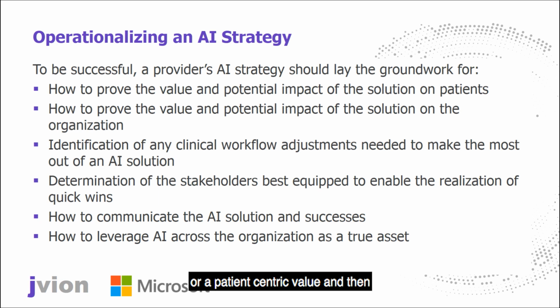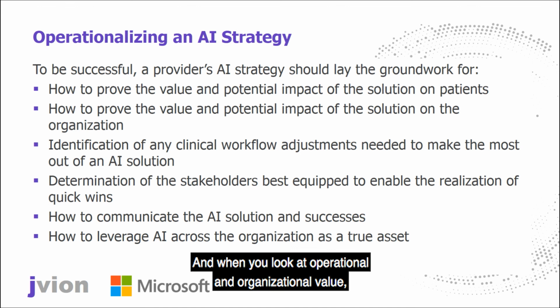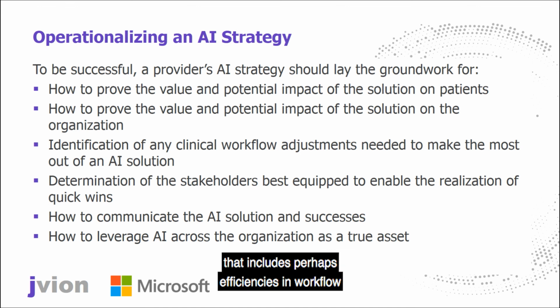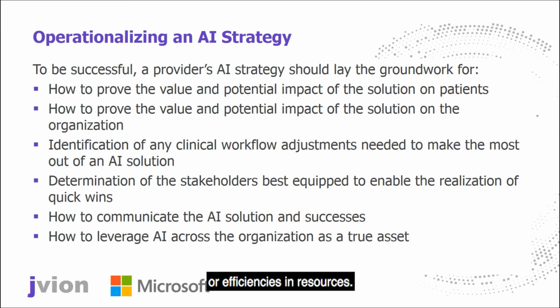When you think about value for operation of the AI strategy, you want to think about that up front. There should both be a patient benefit or patient-centric value, and then also an organizational value. And so defining those measures and how we are going to measure this is an important question to answer up front. Some of the design work that's done is mapped to those measures then. And when you look at operational and organizational value, that includes perhaps efficiencies in workflow or efficiencies in resources. It includes hitting quality measures. It includes hitting cost measures. So all of those things are potentially of value to the organization. And you want to look at how we define value for the organization.